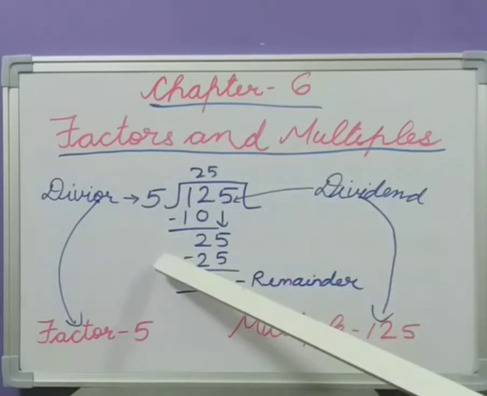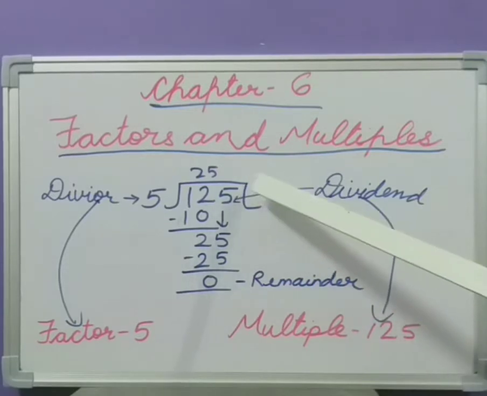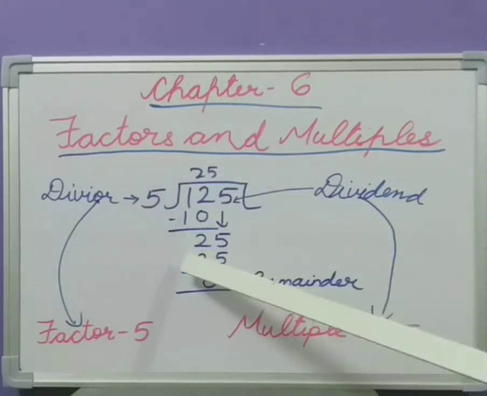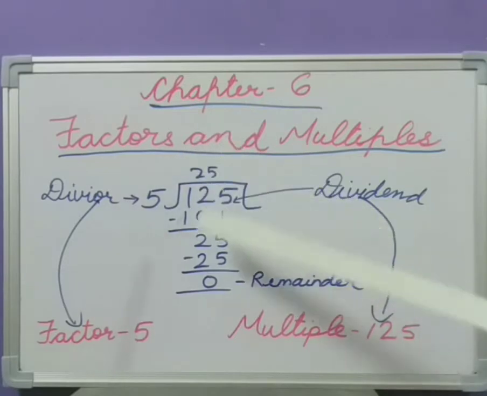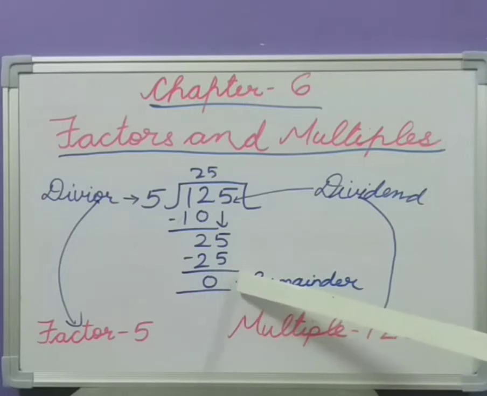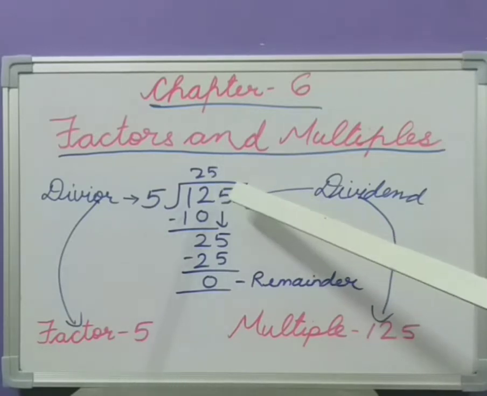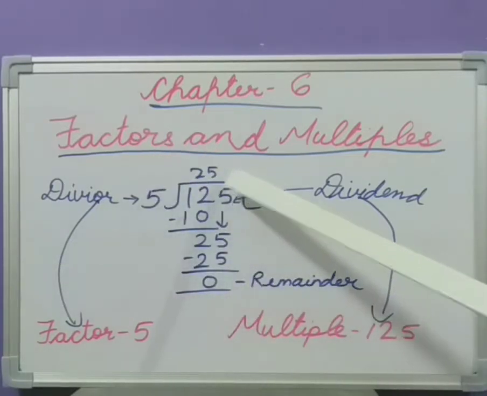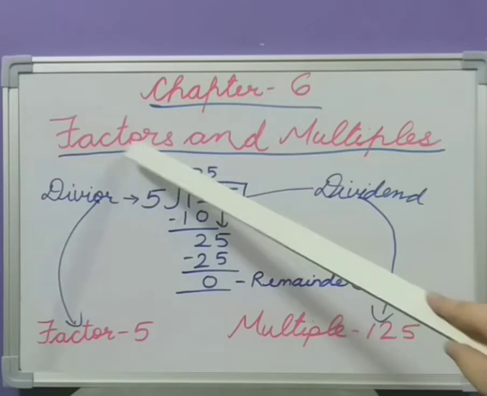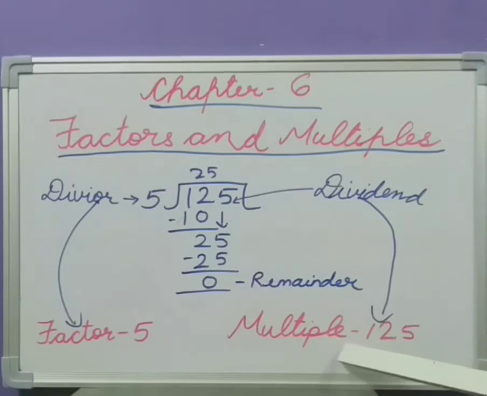125 divided by 5. Now 5 is the divisor here and 125 is the dividend. We are going to divide it. 5 2s are 10. This will give us 2. 5 will come down. It became 25 and 5 5s are 25. After subtracting we got 0. That means the remainder here is 0. 125 is exactly divisible by 5. 5 exactly divides 125. Therefore, the divisor will be the factor and the dividend will be the multiple.